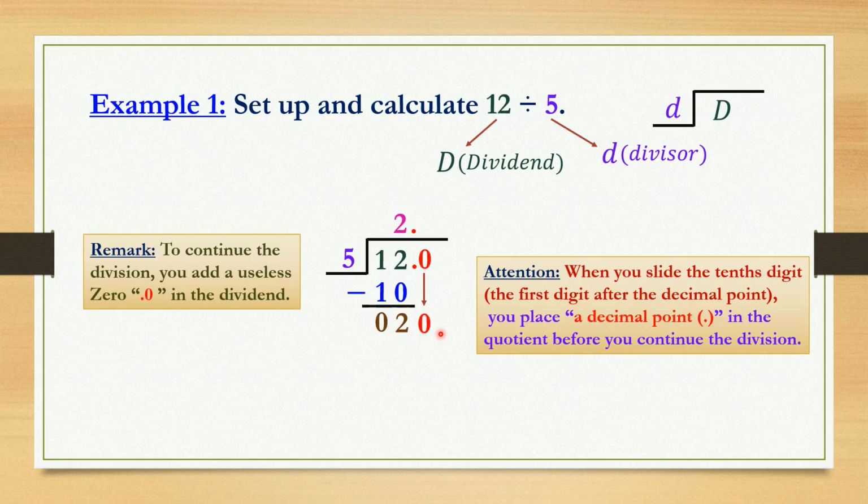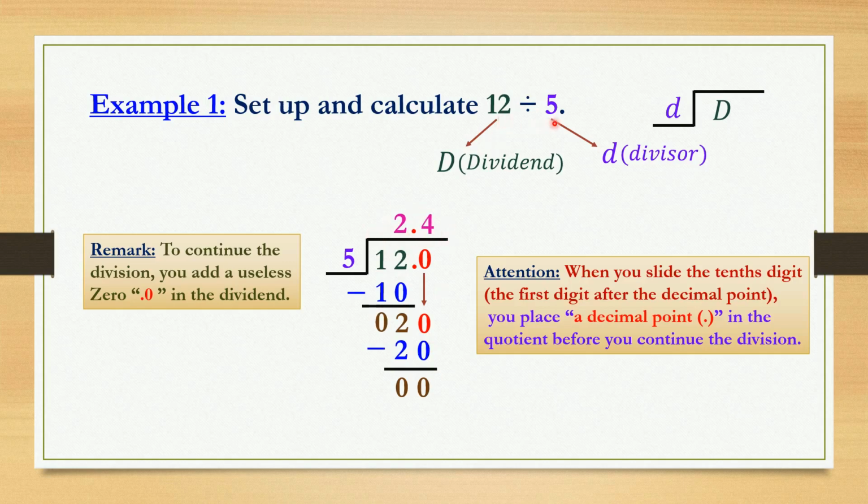Now we obtain the number 20. So here be careful, I don't slide the point, I only slide the 0. We obtain 20. Now I continue the division as usual. I do 20 divided by 5. 20 is a multiple of 5. And 5 times what equals 20? It's 4. Now I place a 4 in the quotient. And of course the 4 should be after the point. Now I find the remainder. 20 minus 20 equals 0. And our division has ended here because the remainder is 0 and the quotient is 2.4.